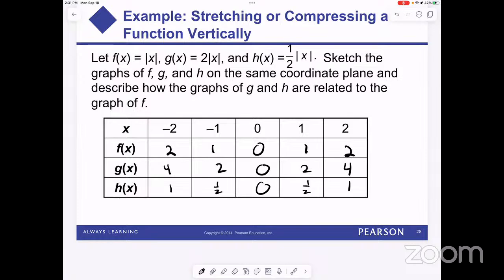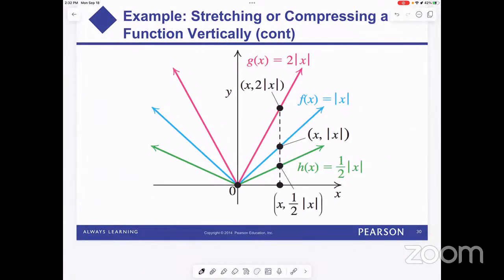Okay. So, the answer is kind of on the screen, but let's see what happens if we were to plot these on the same coordinate plane. We have that here. So then our f of x equals the absolute value of x. Notice it's a V-shaped graph. So then for G, we multiply the outside by a number larger than 1, right? So to go from the blue to the red, we call that a vertical stretch.